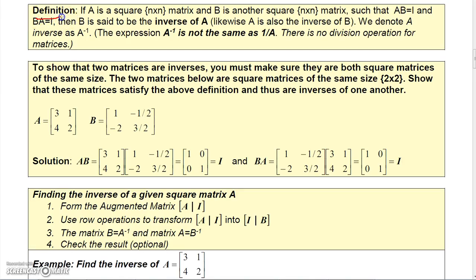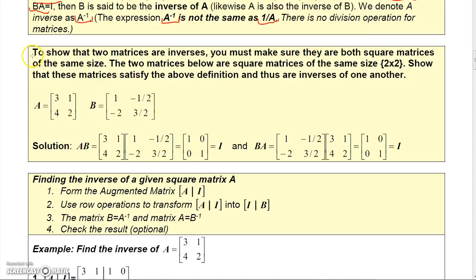So here's the formal definition of an inverse. If A is a square n by n matrix and B is another square n by n matrix, such that A times B equals the identity and B times A equals the identity, then B is said to be the inverse of A. Likewise, A is also said to be the inverse of B. And we give the notation like this to represent A inverse. Now don't get confused with this, because A inverse is not the same as 1 over A, because we don't have a reciprocal, so there's no division operation for matrices, so 1 over A wouldn't make sense anyway.